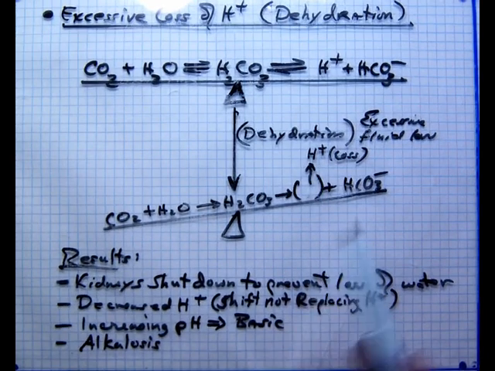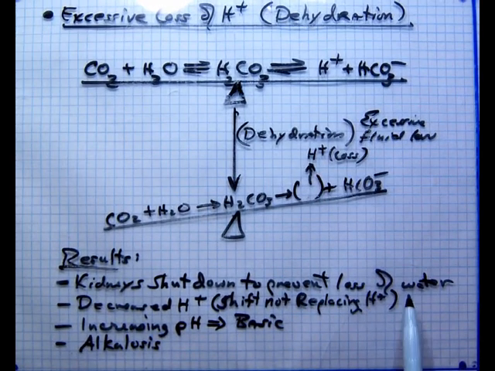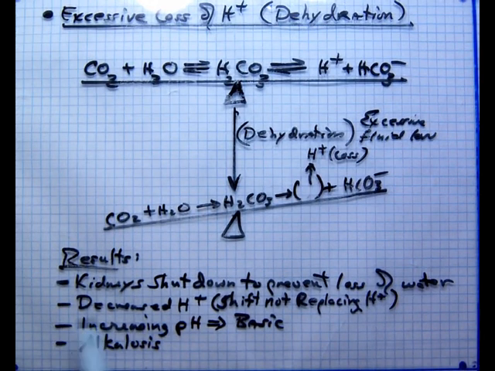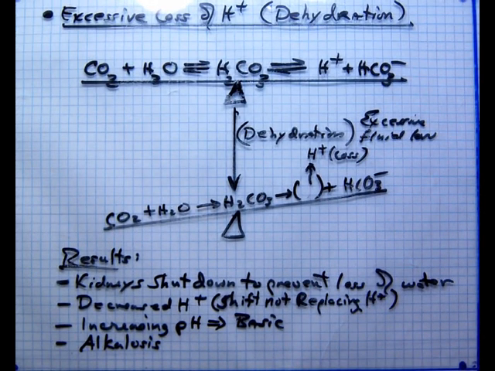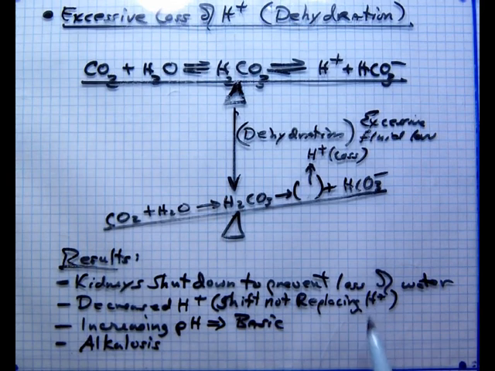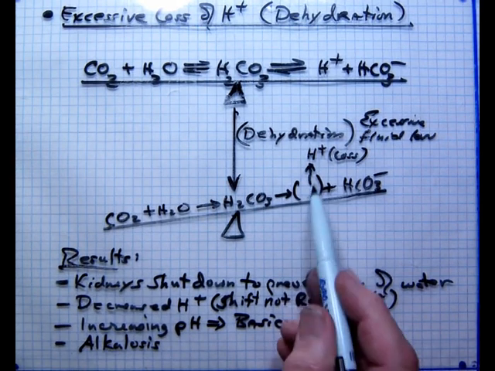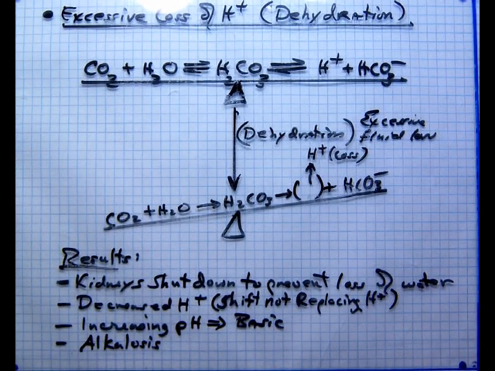And as a result of the loss, the kidneys will shut down to keep you from losing water. And the hydronium ion, of course, is already very, very low, and you're trying to shift the CO2 back over here, and it's not replacing the hydronium ion fast enough. You have an increasing pH because of the low hydronium ion, and you wind up in alkalosis, which is a bad thing.